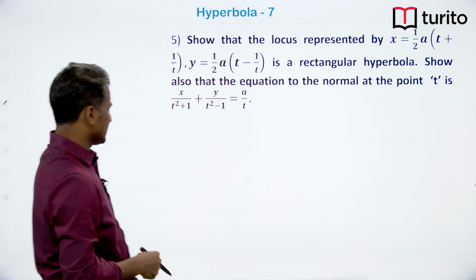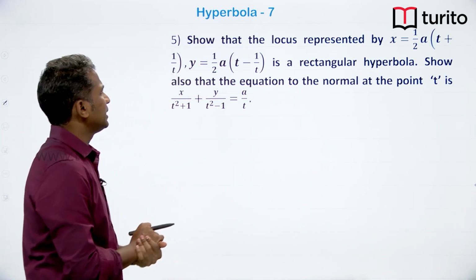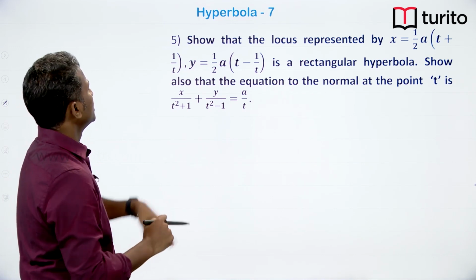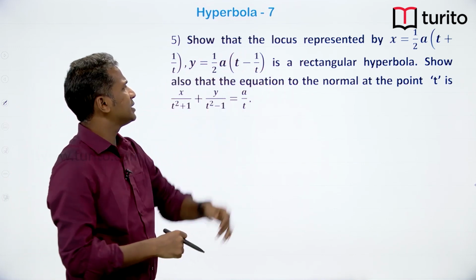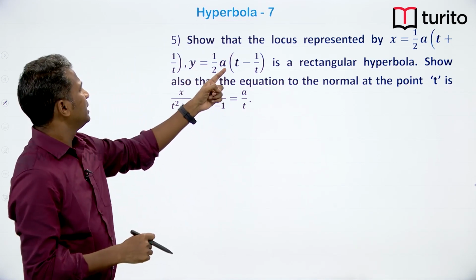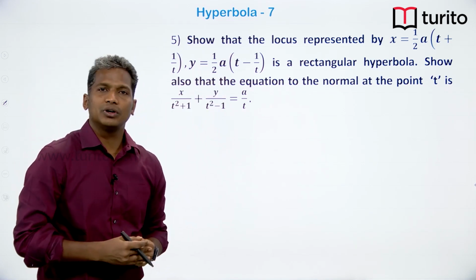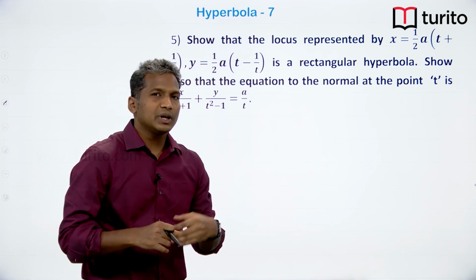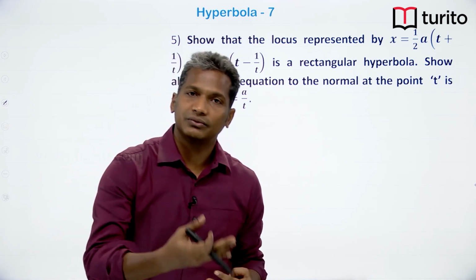Okay. So, let us say there is this question. This is a little lengthy but a good question. Show that the locus represented by these two equations is a rectangular hyperbola. So, here the parameter t is involved. So, how do we get the idea of the curve?